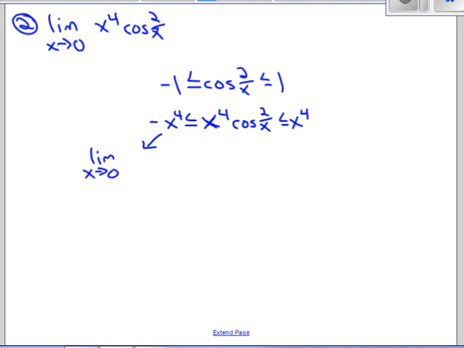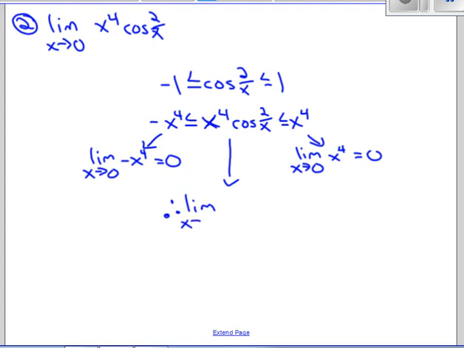I can evaluate these limits. So the limit as x goes to 0 of negative x to the 4th is 0. The limit as x goes to 0 of x to the 4th is 0. And because of that, and the fact that this limit is squeezed in between them, this must also be 0.